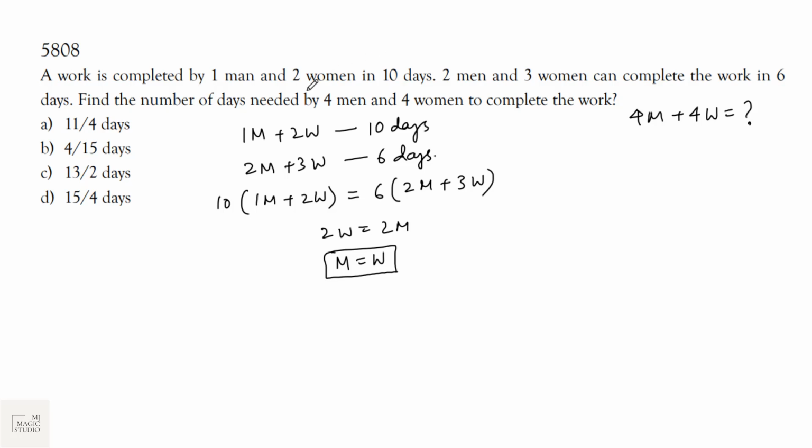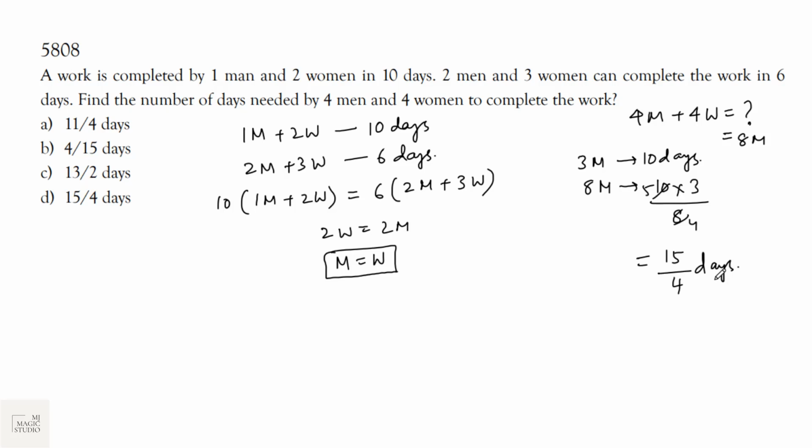Now we can pick up any of this. 1 man plus 2 women means 3 men can complete the work in 10 days, and we need to find that in how many days. 4 men plus 4 women, that means 8 men. 8 men would be completing this in 10 into 3 by 8, that is 15 by 4 days. Do we have this? Yes, option D is the pick.